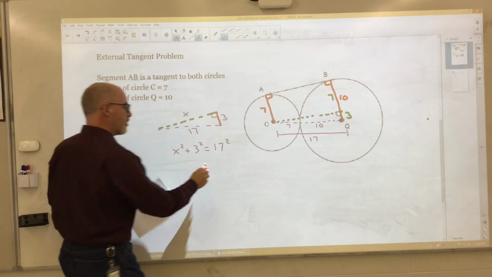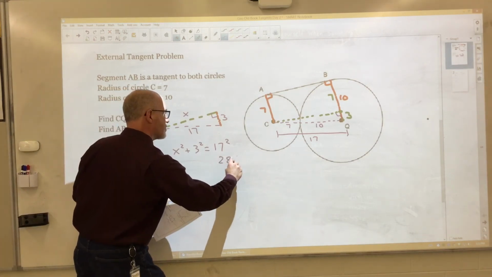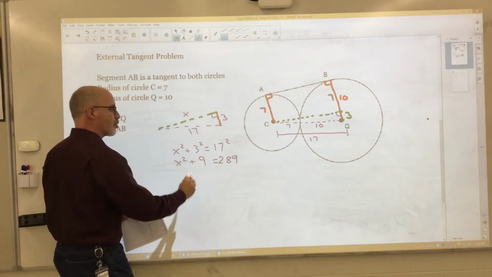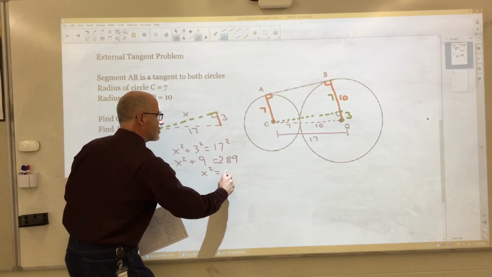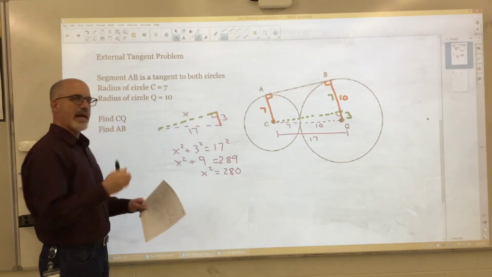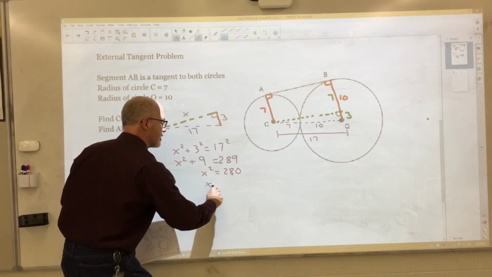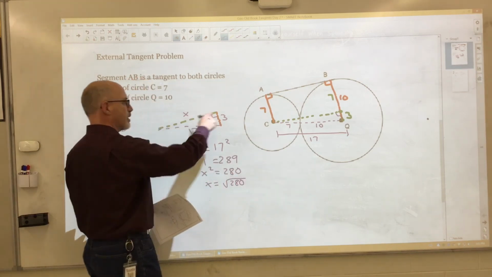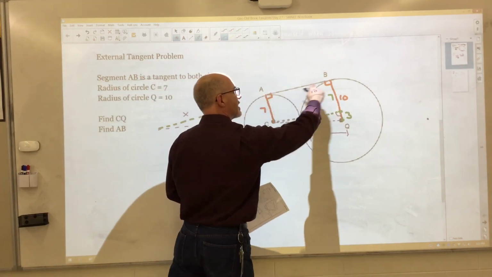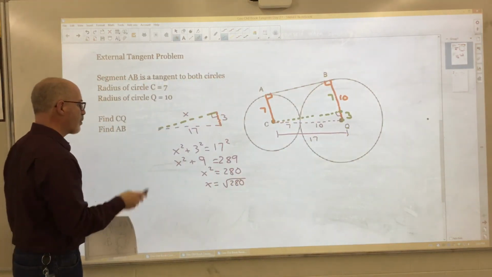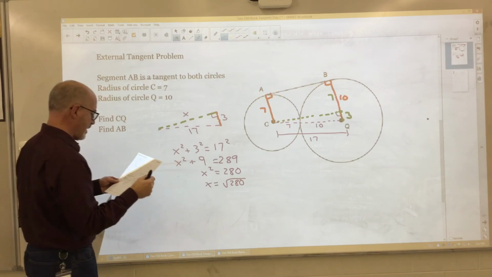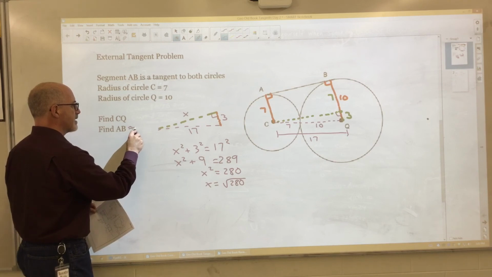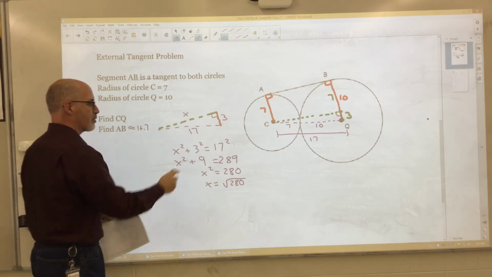When I add those together, I get 289 for 17 squared. This is 9 for the 3 squared. Subtract 9 from both sides, and you get 280. And so x, when I take the square root of both sides, is going to be the square root of 280. That's the length of my green side here, which is the same as the length of AB. So if I round that to, let's say, a couple decimal places, AB is going to be equal to about 16.7 when I round the square root of 280.